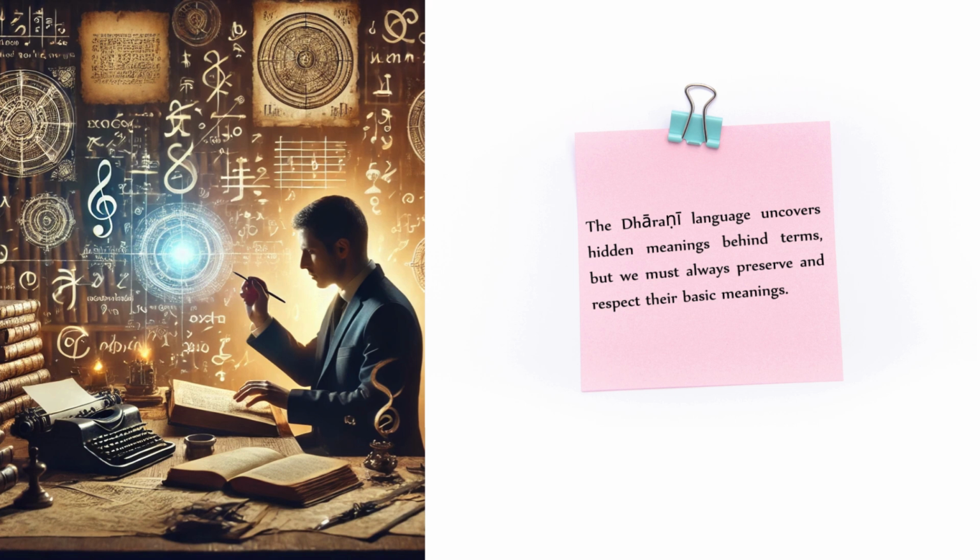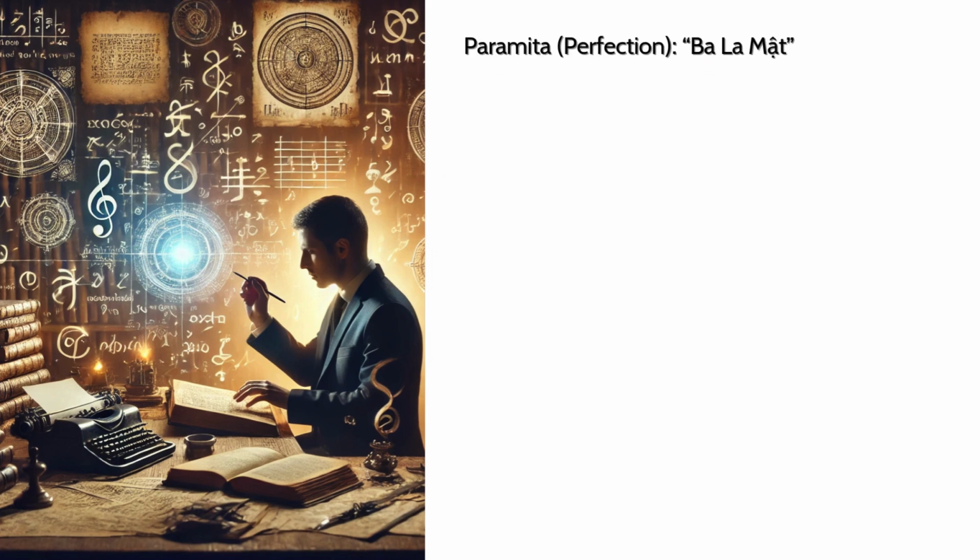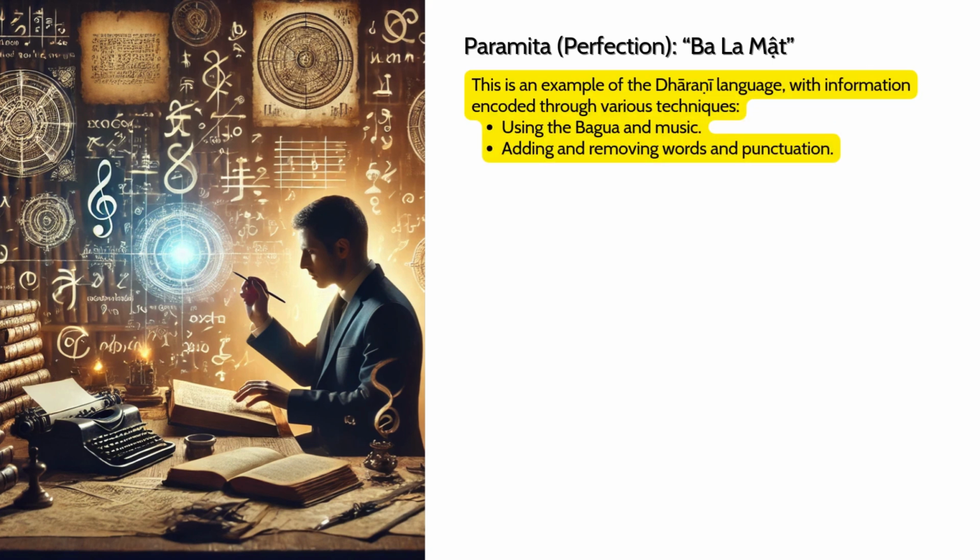The first example is decoding the term paramita, which translates to perfection. This is an example of the Dhāraṇī language, where information is encoded through the Bagua, music, and the techniques of adding or omitting words and punctuation in Vietnamese. Paramita is rendered in Vietnamese as ba la mat. Similarly, we will decode each Vietnamese word to uncover the hidden meaning.